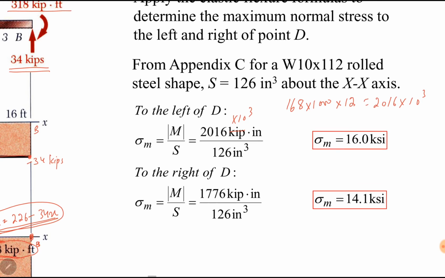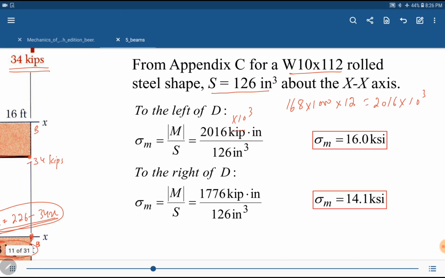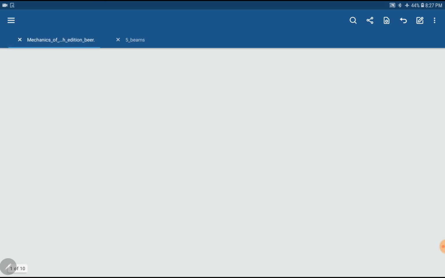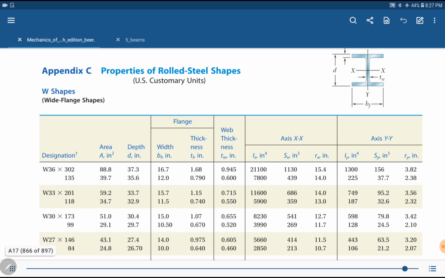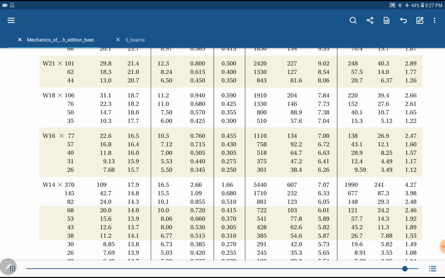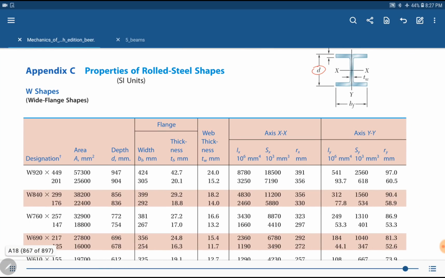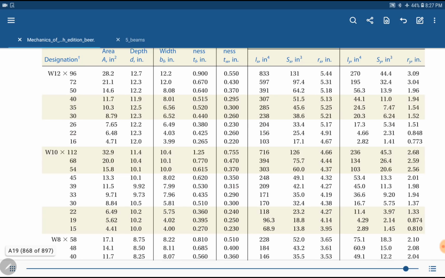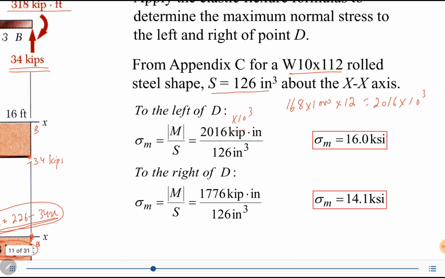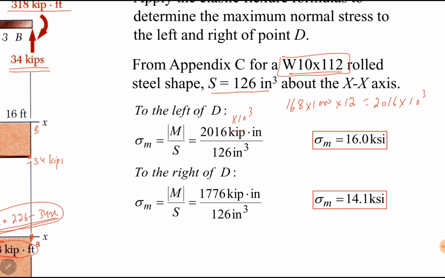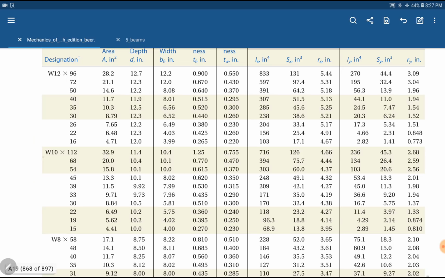S can be taken from appendix C for a W10 by 112 rolled steel shape. S is equal to 126 inch cubed about the x-axis. Let us take this value from the book. Here is the book, appendix C, W10 by 112. Here is W10 by 112.